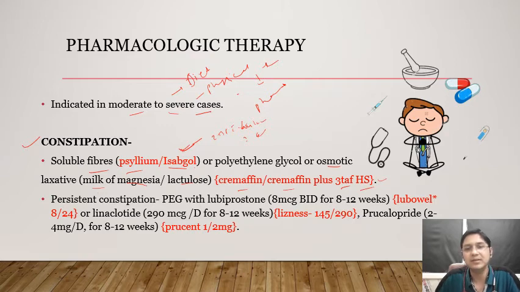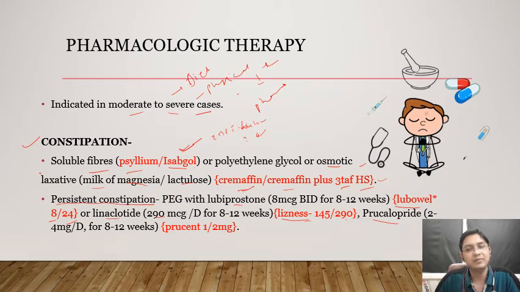Once you have given the laxative and he has not responded, and in spite of the laxative he has persistent constipation, you can add one of these drugs: lubiprostone, linaclotide, or prucalopride. So these are the three drugs available in the market. Lubiprostone is available under the name Lubowel, and the strength is 8 microgram or 24 microgram. Linaclotide is available in two strengths, 145 or 290, and the brand name is Linzess. These brands are all available in the Indian market.